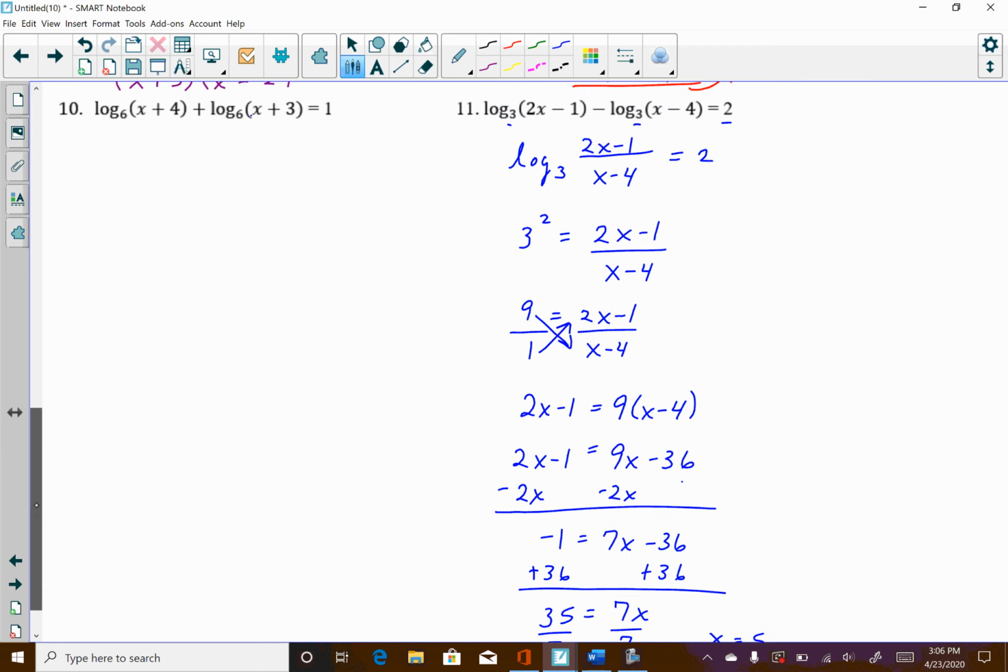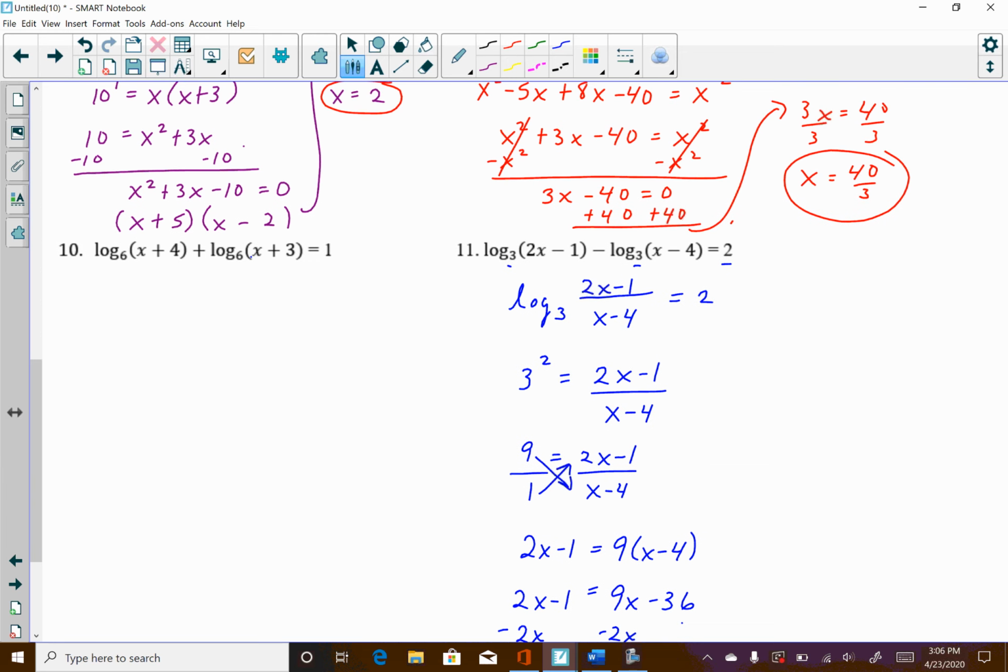We go back up and check that 5 in, because we're saying that x equals 5. So make sure that when we plug 5 in, we're going to get positive values here to take the log of. So 5 times 2 is 10, 10 minus 1 is 9, so that's a positive value. 5 minus 4 is 1, that's a positive value. So x equals 5 is our solution.